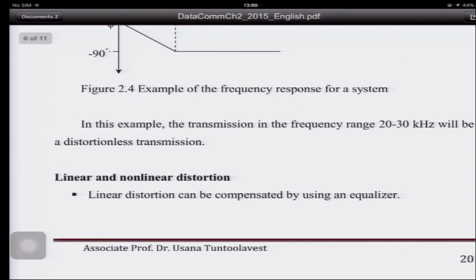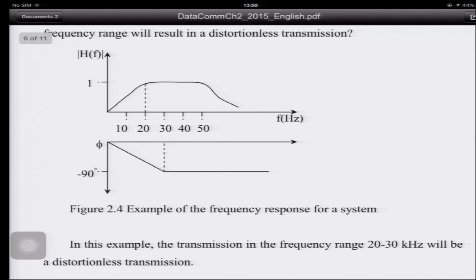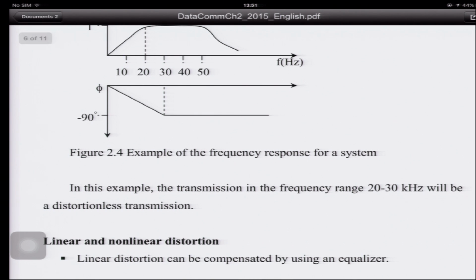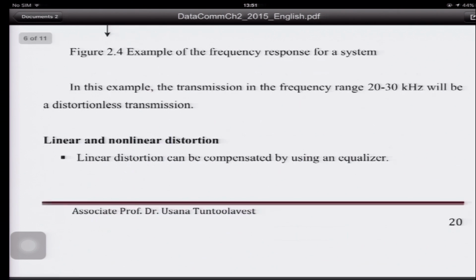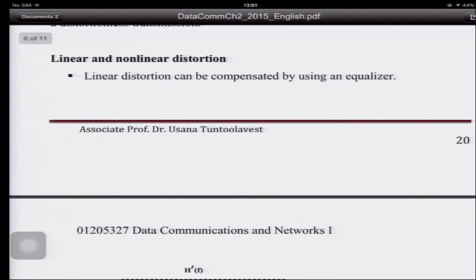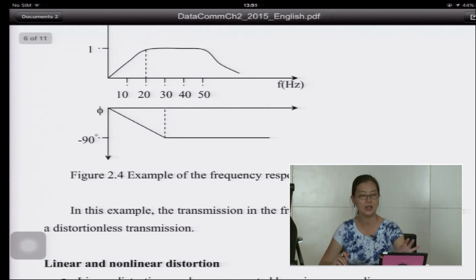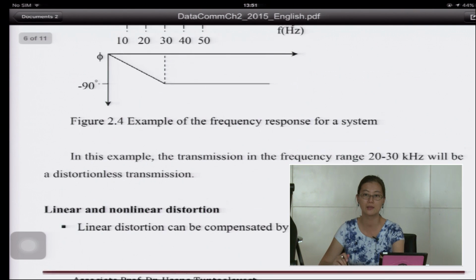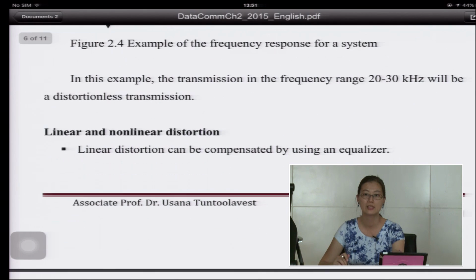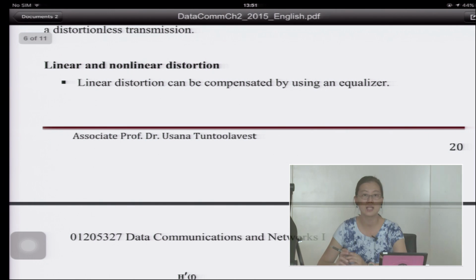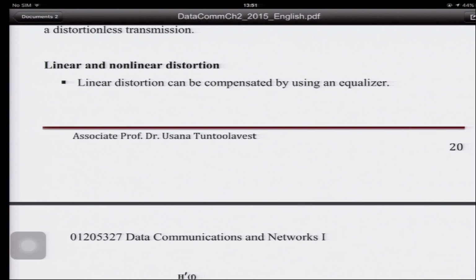As I say, this one, you can put kilohertz or megahertz as a unit here. That should be K there, or you can change this to megahertz and this one to megahertz. Linear and nonlinear distortion, okay? Anyway, this is not a real system. This is just an example to show you how to follow the formula to get distortionless transmission. Now let's look at the linear and nonlinear distortion, okay?